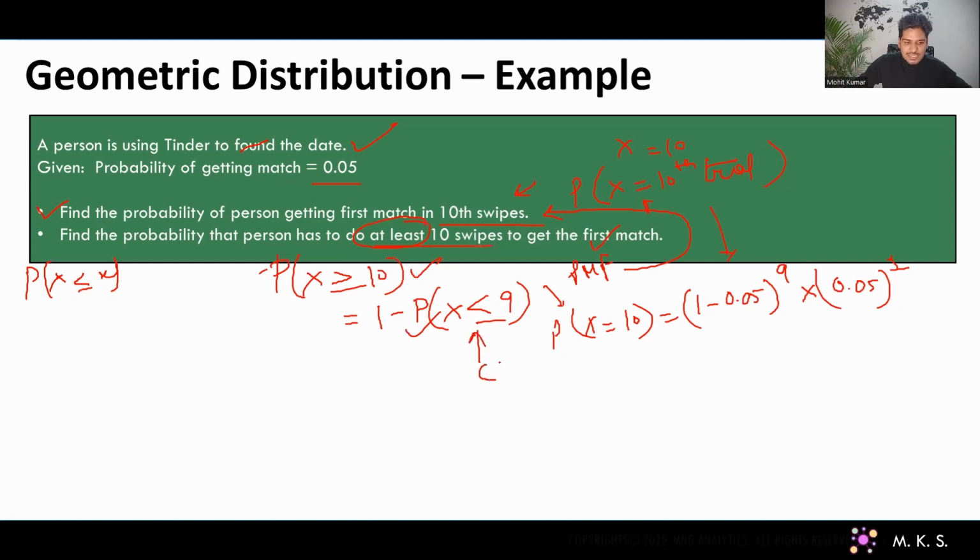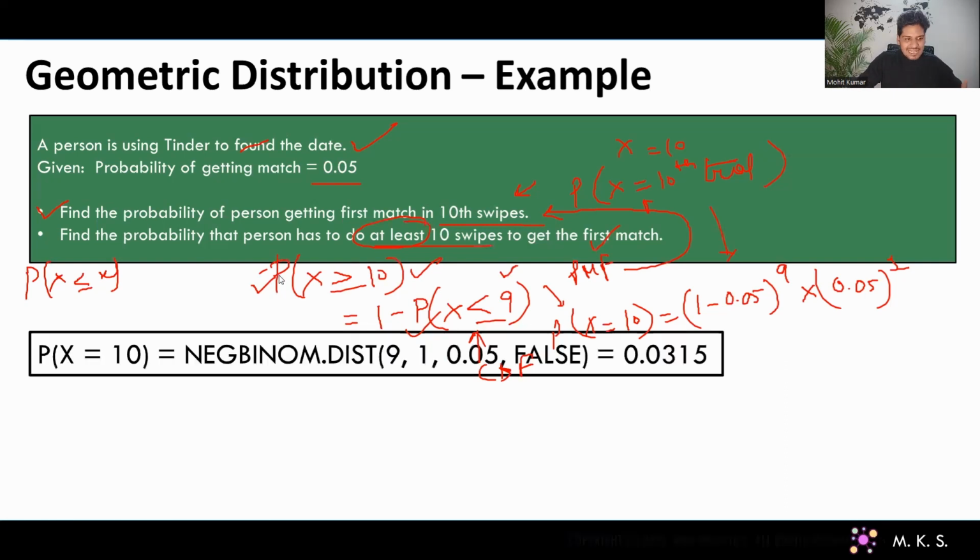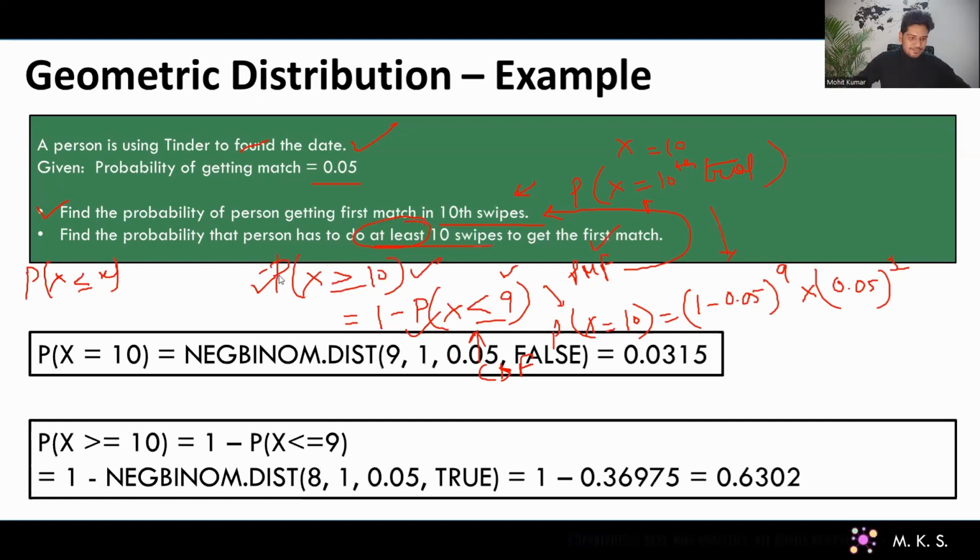Now this is your CDF. So here you have to calculate the CDF with respect to x less than or equal to 9. 1 minus that will give you your answer. Right? So these problems you can solve using these formulas. You can use a calculator to do this calculation. Now we have Excel, guys. We can use Excel. For Excel, these are the formulas you can use.